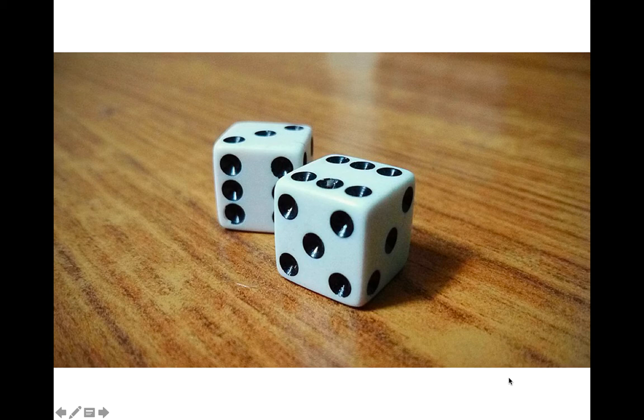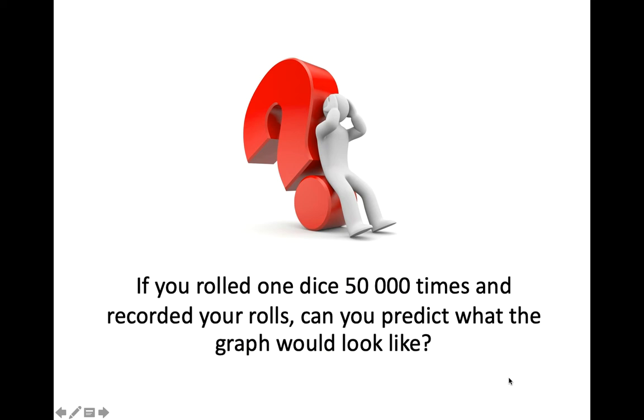The first exercise that we did in class together was involving some dice. And I asked you the question to start off with. If we rolled one dice 50,000 times and recorded the rolls that we got, I got a 6, I got a 4, I got a 2, I got a 1. And then I asked you to imagine taking all those results and putting them in a frequency table, and then take your results and put them into a histogram. The question was, what would your graph look like? What would the histogram look like?